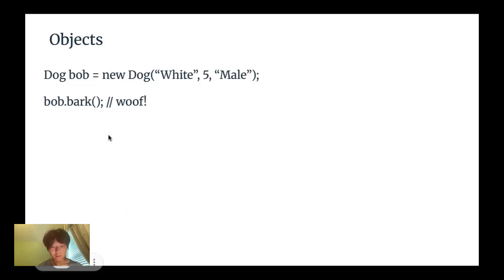And here is how you define an object. You first define what type it is. An object is of the type of its class. So here you can see that the object Bob is of type dog. And then you assign it an object by using the keyword new and passing the parameters here to create a new object. And if you make Bob bark, then it will print woof.